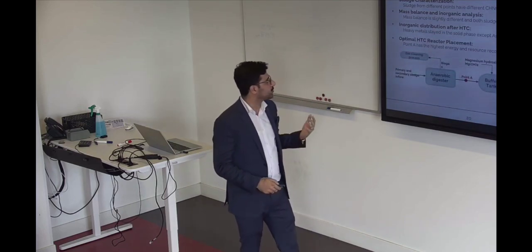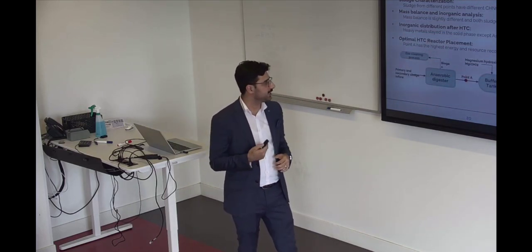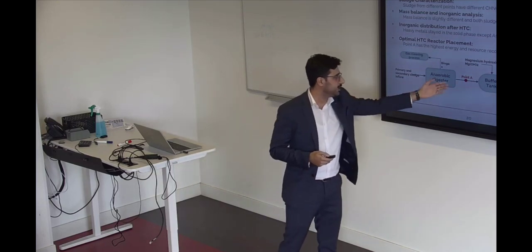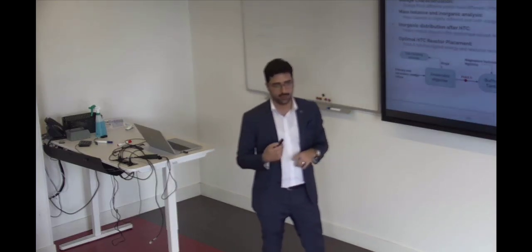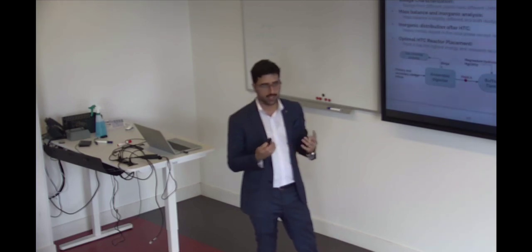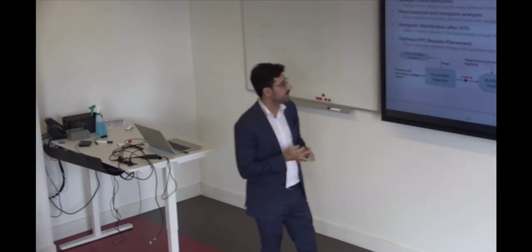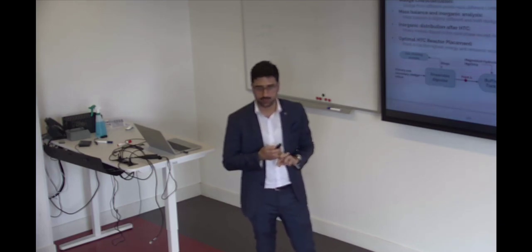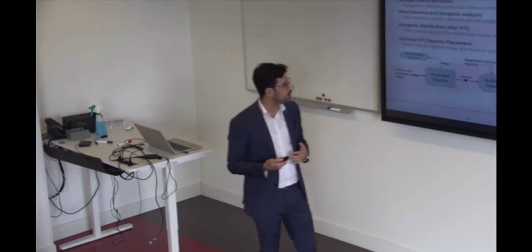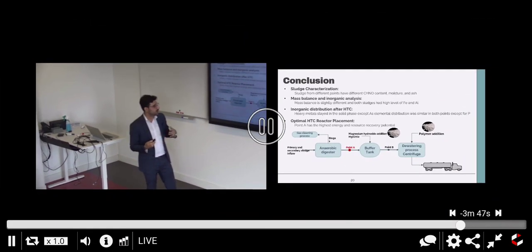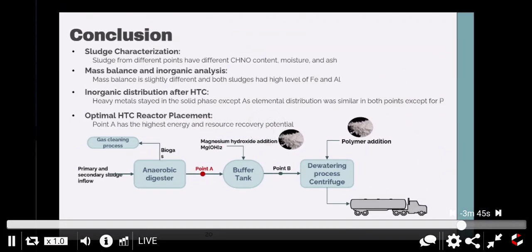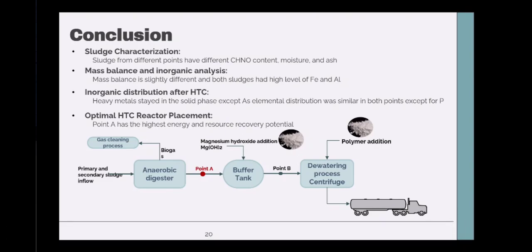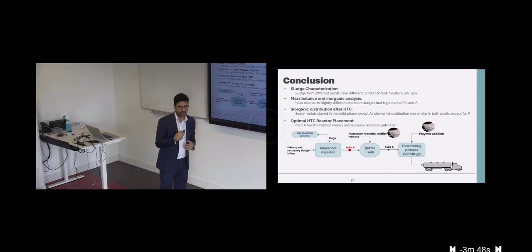And also the optimum HTC reactor placement is at point A, because, as I told you, the heat content is improved, and the liquid's potential to produce methane is the same for both of them. For that reason, and also for precipitating struvite, it is better to add the magnesium hydroxide after the HTC, not before the HTC.